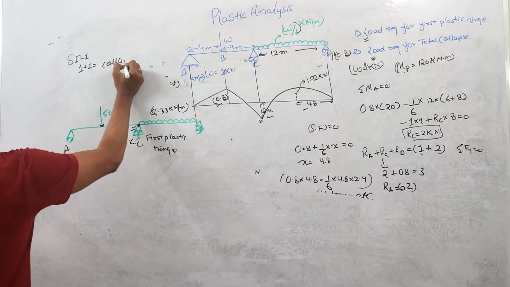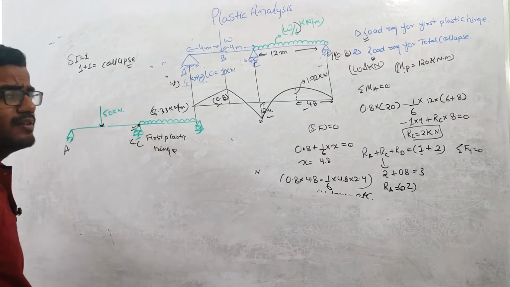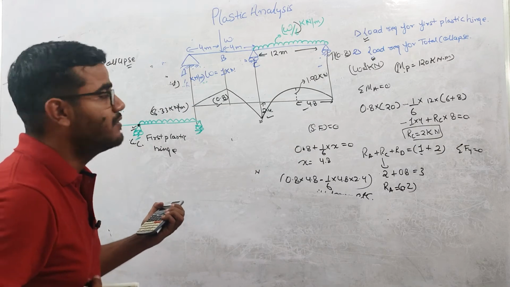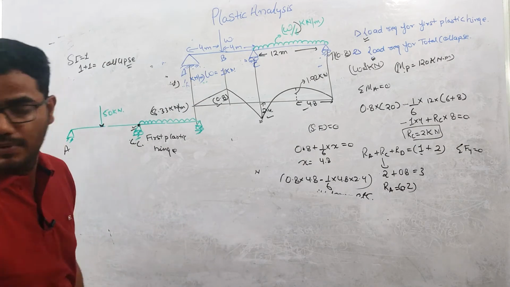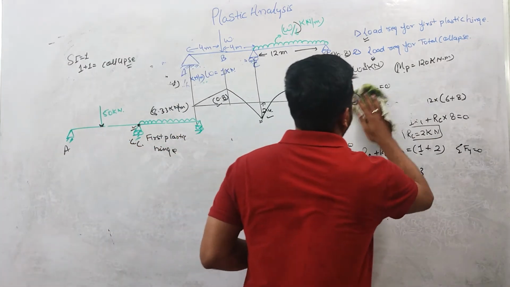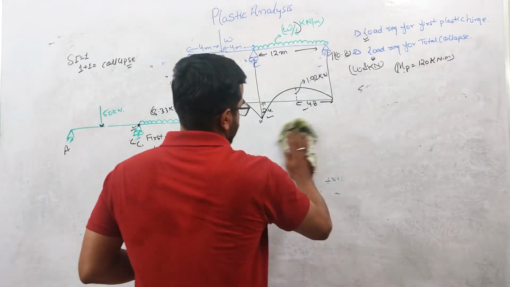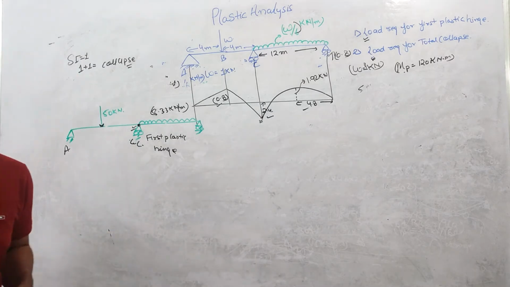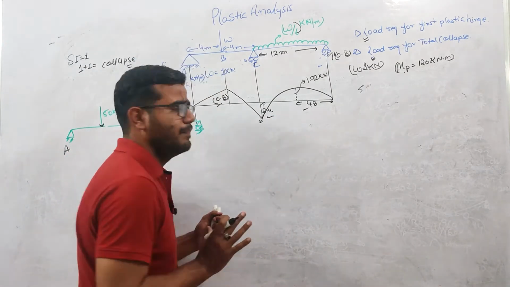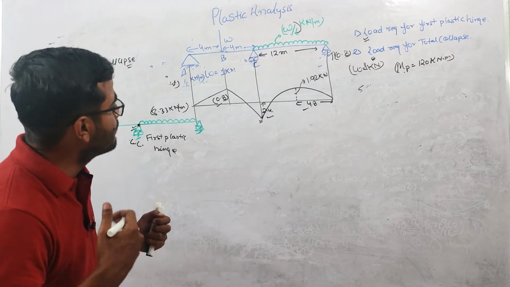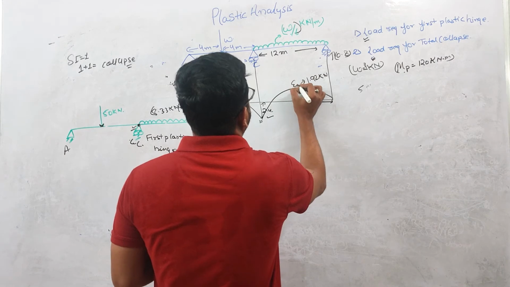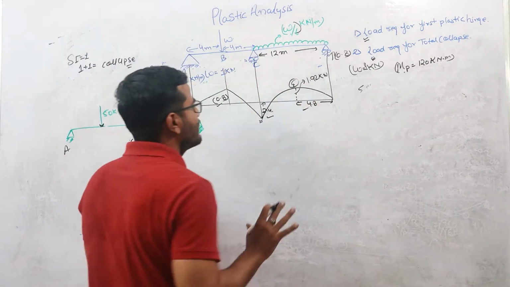Okay. So now our second condition, and this is the most important and beautiful part of this problem: where will the second plastic hinge form? By looking at this diagram, the next plastic hinge will form definitely at this point. Let us denote this point as E. Okay, by looking at this bending moment diagram.